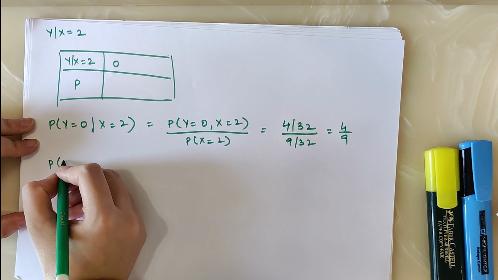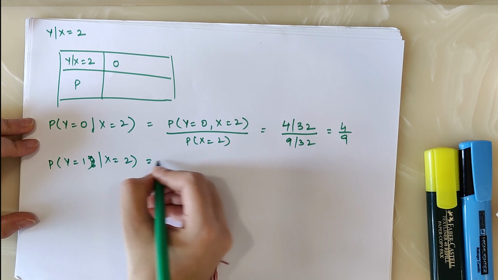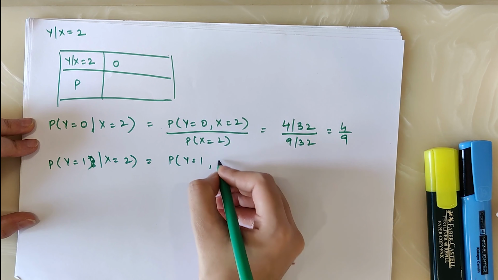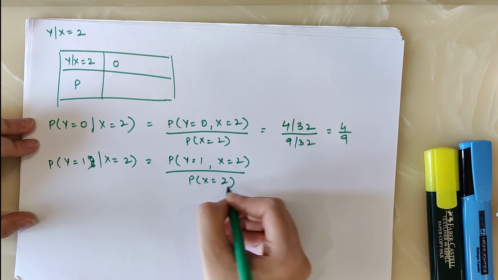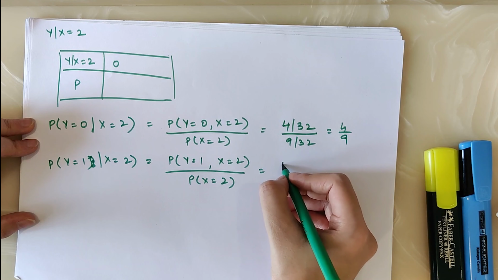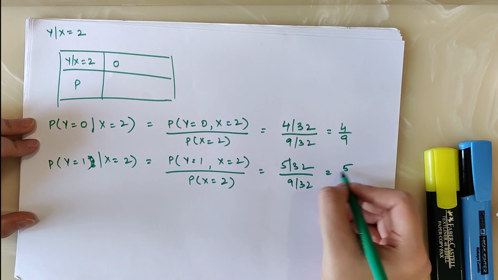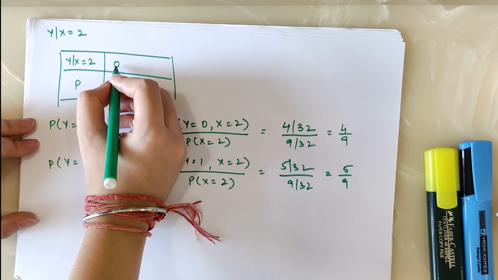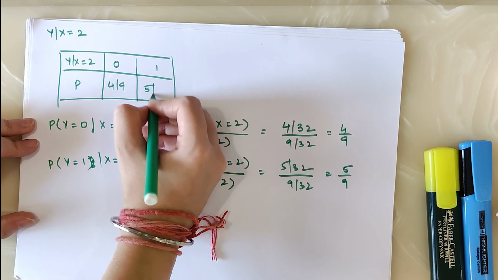Now probability y is equal to 1 given x is equal to 2 is equal to probability y is equal to 1, comma x is equal to 2 upon probability x is equal to 2, which is 5 by 32 upon 9 by 32, which is 5 by 9. So for 0 we have 4 by 9 and for 1 we have 5 by 9.